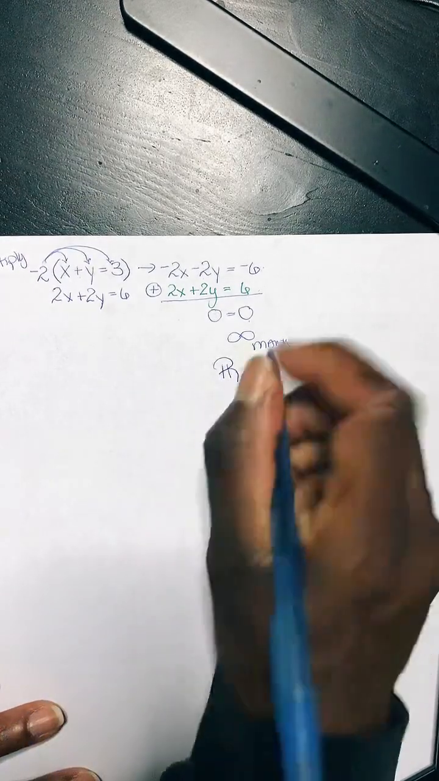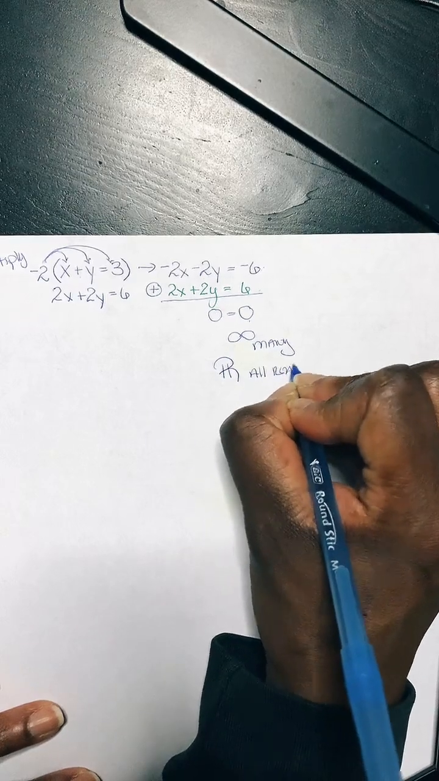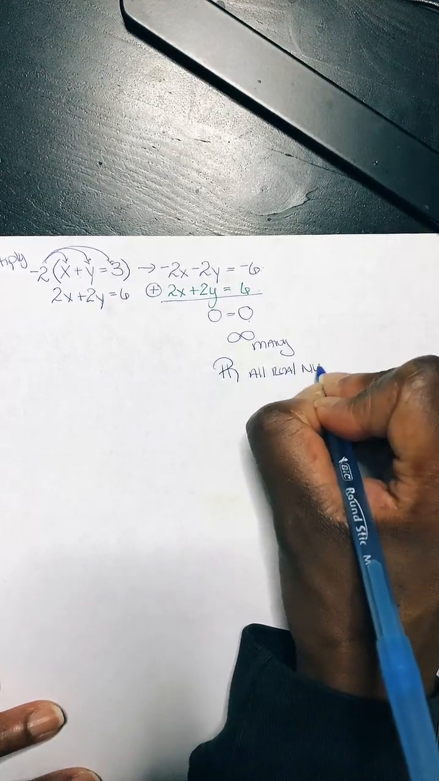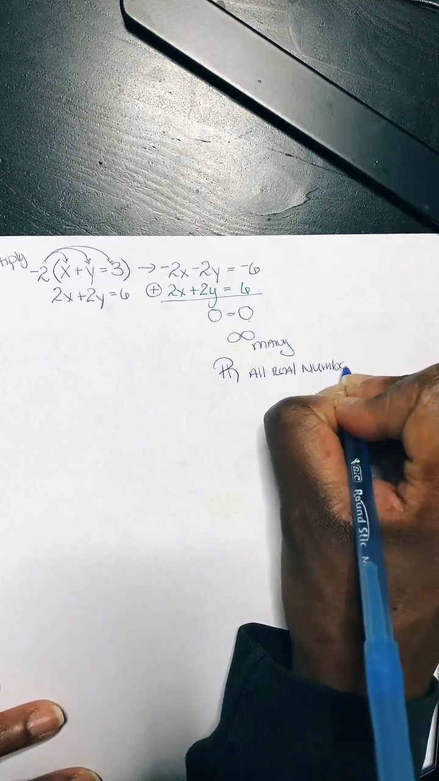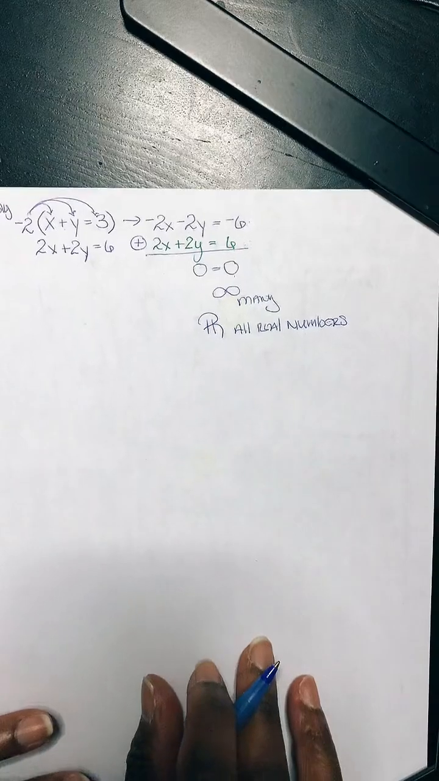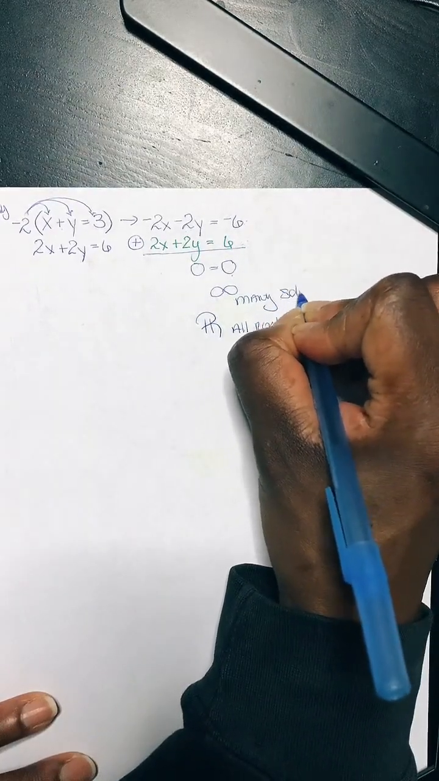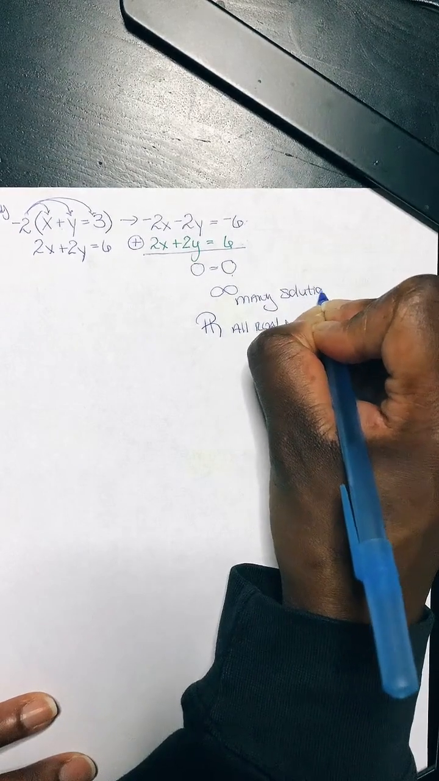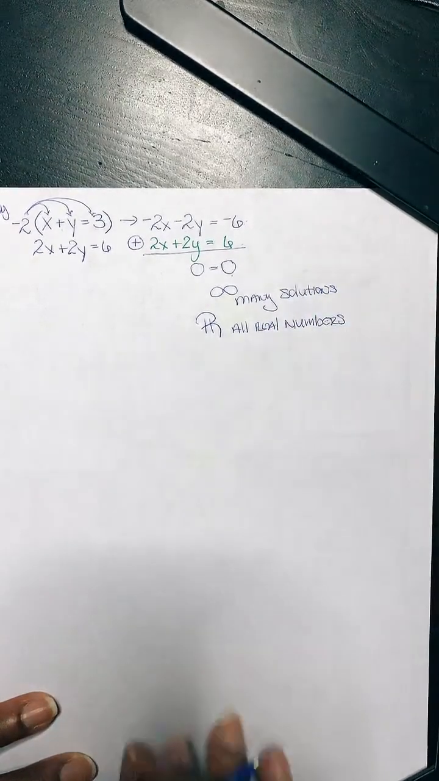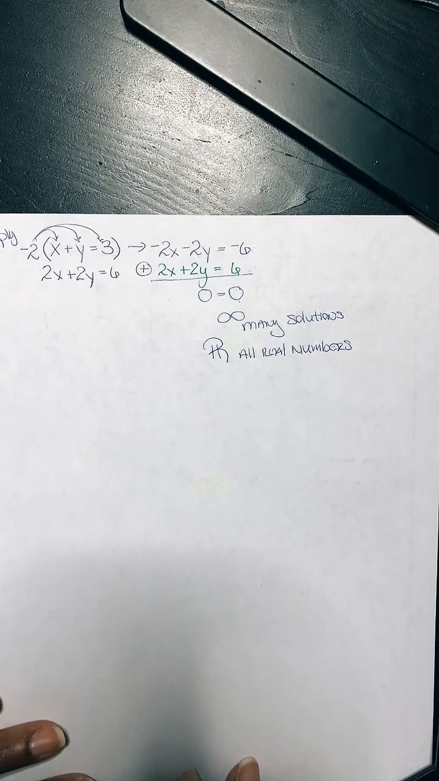The double R means all real numbers. But if they ask for the solutions, you have infinitely many solutions. Okay? So every x and every y gives you the exact same thing. All right?